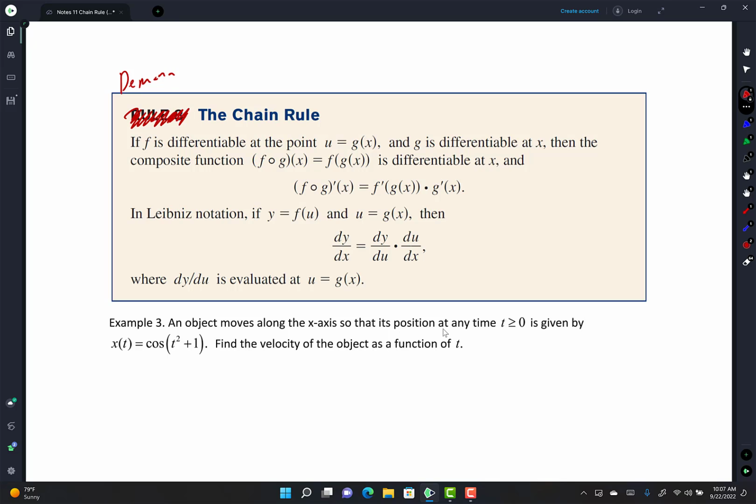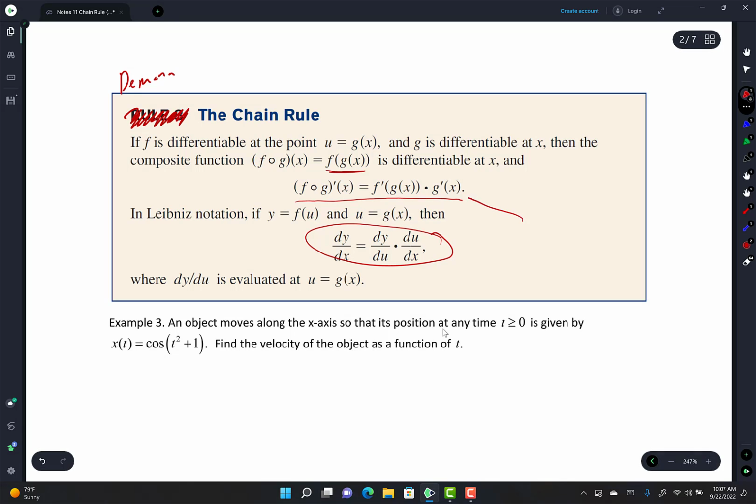I'll show you the best way. So look what it says here. If f is differentiable at the point u equals g of x and g is differentiable at x, then the composite function f composite g, which is this, is differentiable at x and so on. And you're looking at it like, what? In Leibniz notation, if you and so on. So this is what we were doing. That's Leibniz notation. We're not going to use this. Well, I guess we are when it comes to our benefit. We're going to use this one.